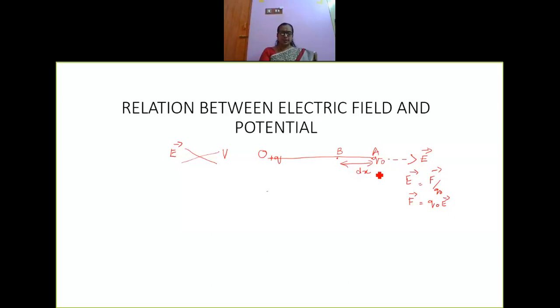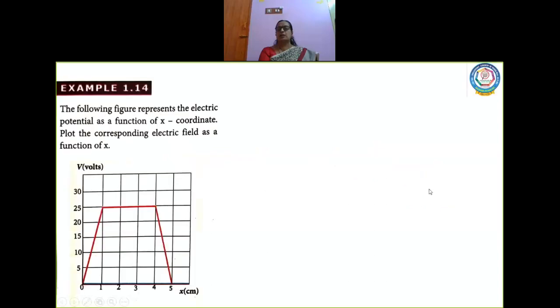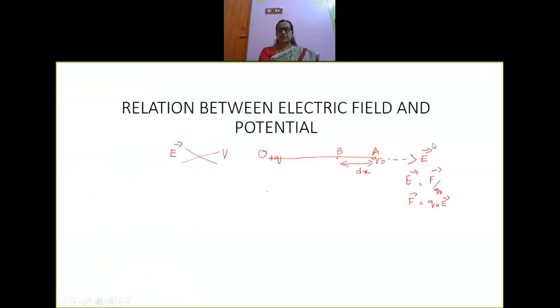Okay. So what should I do now? There is already a force existing due to the force of repulsion, which is given by the value F is equal to Q naught E along this direction. Now I am going to bring this charge from A to B.